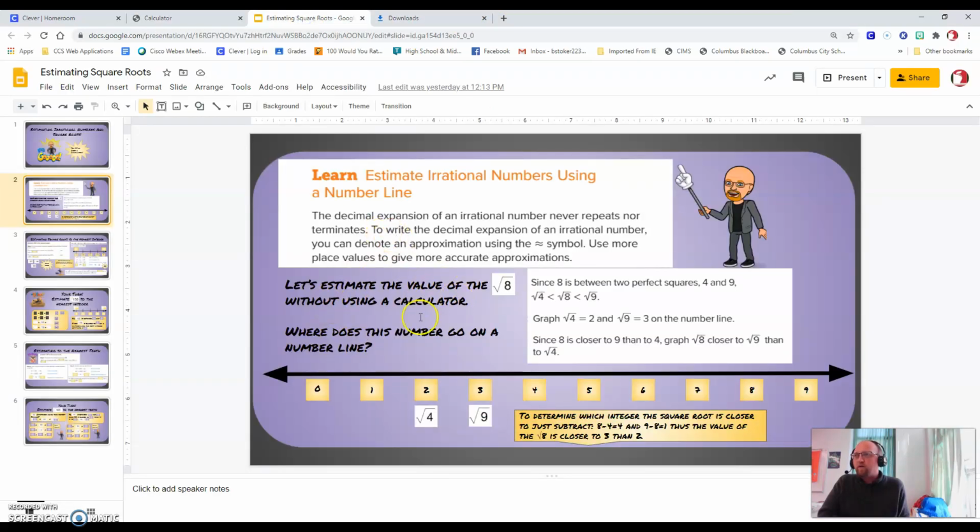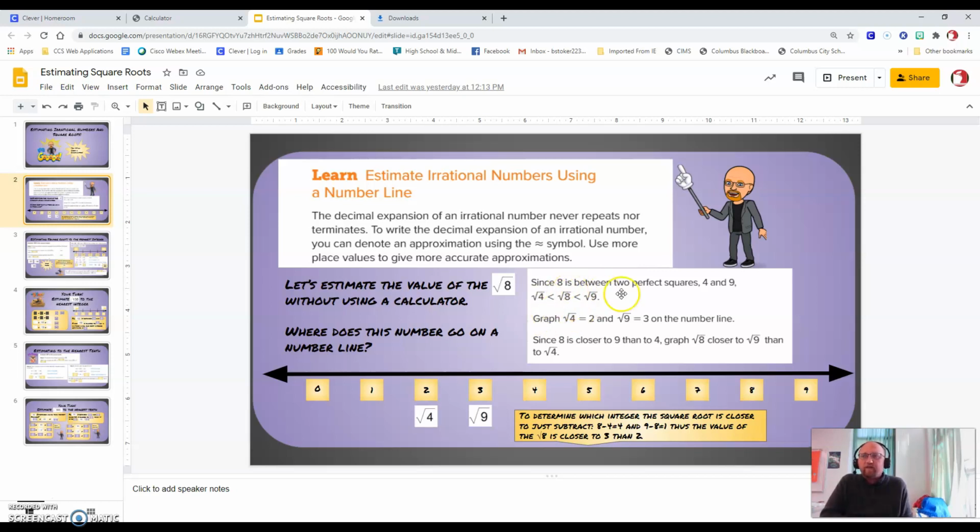So, for example, let's evaluate the square root of 8 without using a calculator. Where would it go on a number line? Is it closer to 2? Is it closer to 3? Well, to figure this out, what you really want to look at is what perfect square the square root of 8 is closest to, or what two it falls in between, I guess is a better way of saying it.